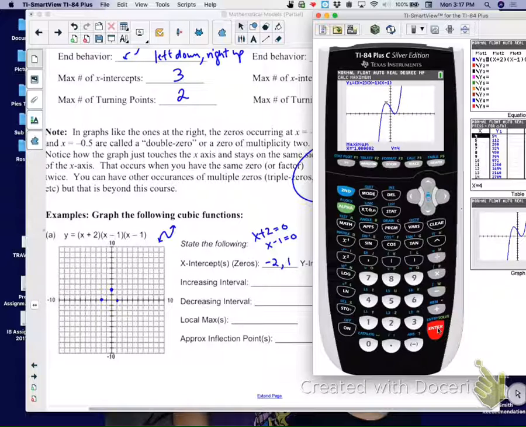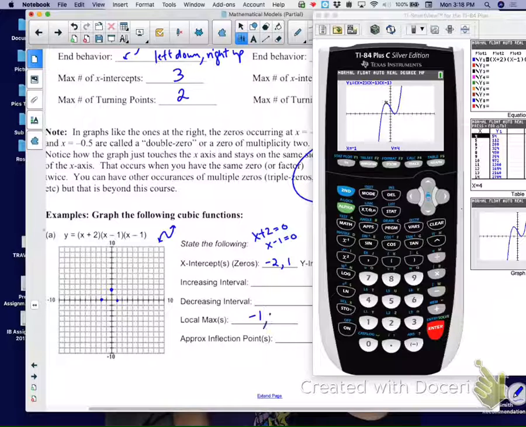Another way you can check this real quick is if you go to calculate value, I can type in -1, and it tells me that the answer is 4. So it's not -1.0000, whatever that was. That is my maximum. Okay, so my local maximum is (-1, 4).